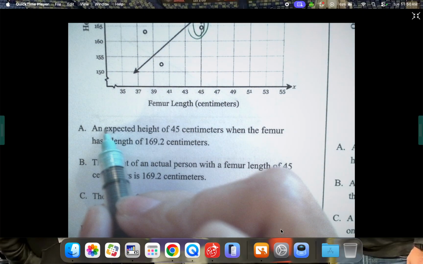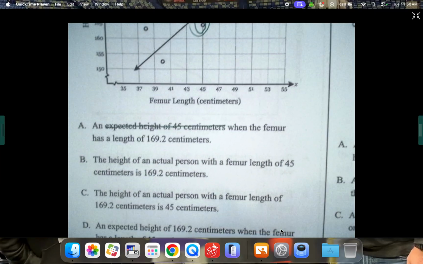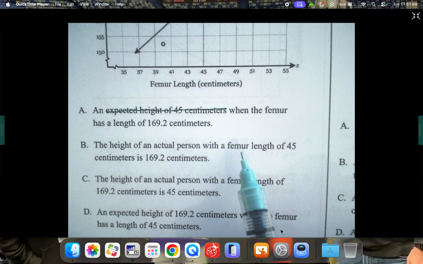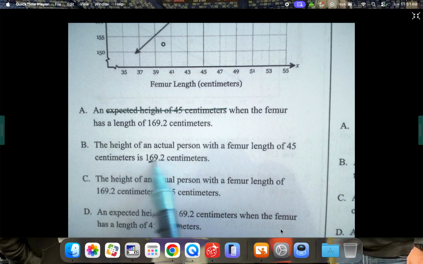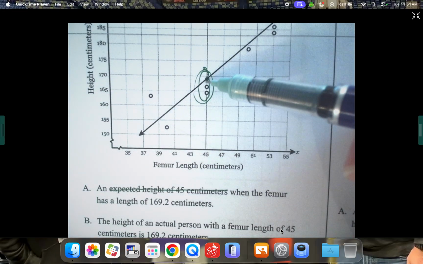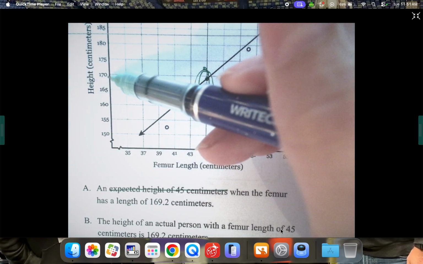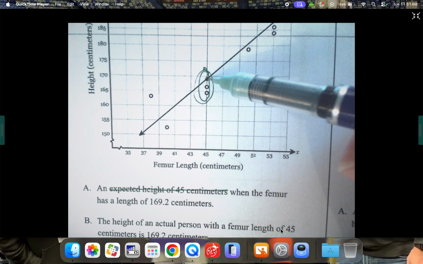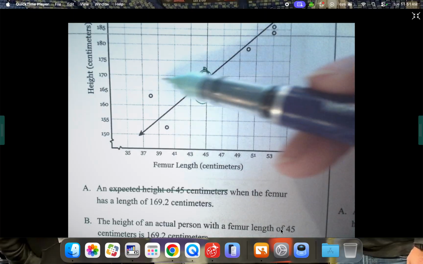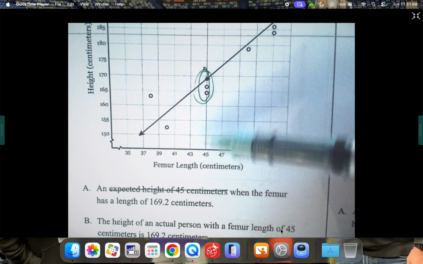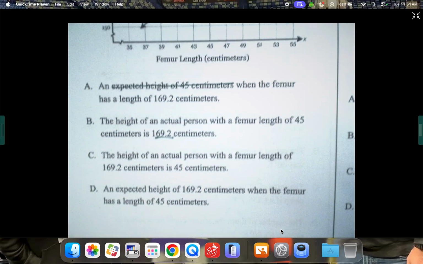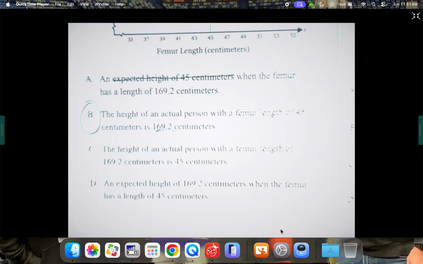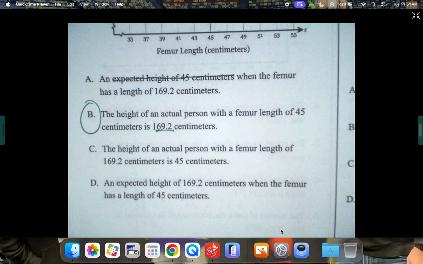That says the height is 45. No. The height of an actual person with a femur length of 45 would be almost 170. Is that true? Yeah, actually. Right where it hits our line is really close to 170. So at a femur length of 45, we would expect our data based on our line to be almost 170. So that is going to be the correct answer.